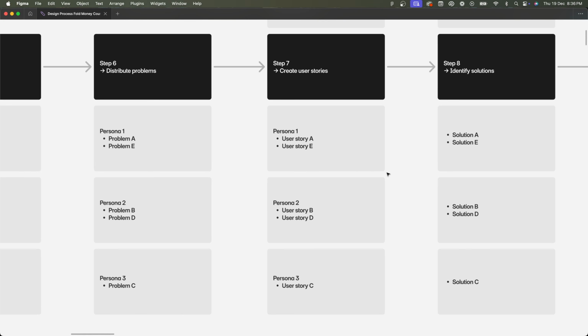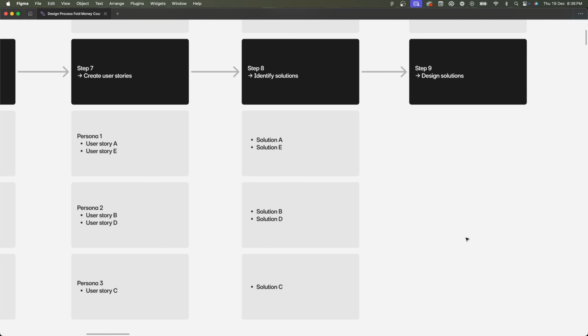And then what you want to do is focus on the solution. So you look at user story A and you're like, okay, fine. There's a user who wants to do this because of so-and-so reason. How can I solve this problem, or how can I help them meet their requirement? And that is how you come up with solution A, solution E, and for each user story, you have a different solution, right? And then finally, the last step is designing.